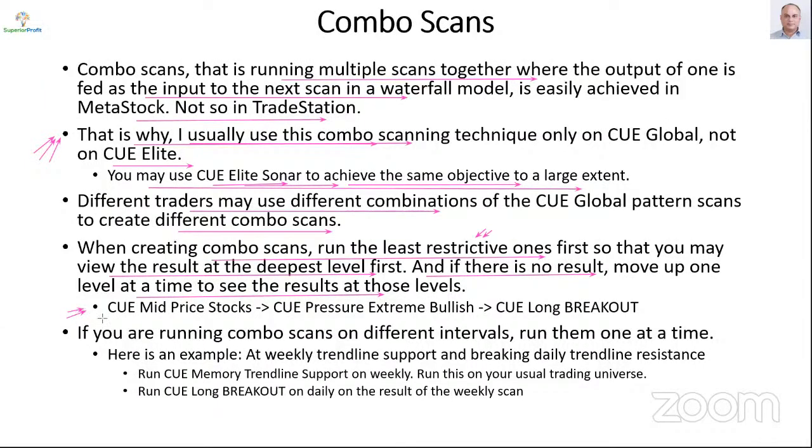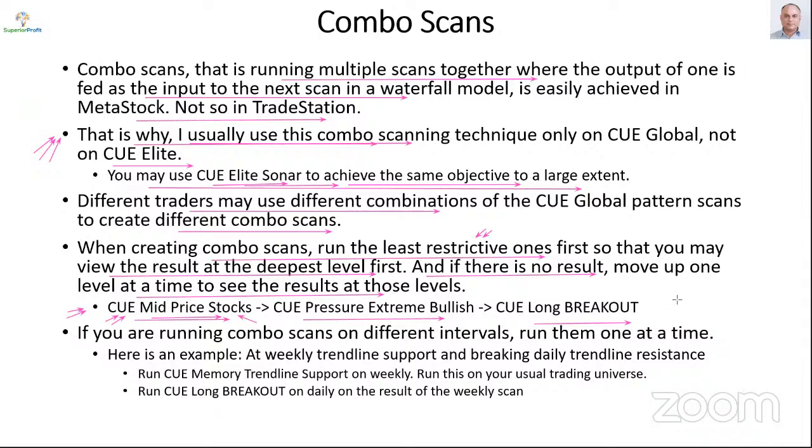Let's say we have a combo scan where output of first is fed to the input of next. We have a combo scan with this structure. First, find mid-price stocks. Therefore, we may be running it on all US stocks. Find mid-price stocks first, then find extreme bullish pressure, and then look for long breakout. We want to run it in this order, the least restrictive first, which is mid-price stocks.